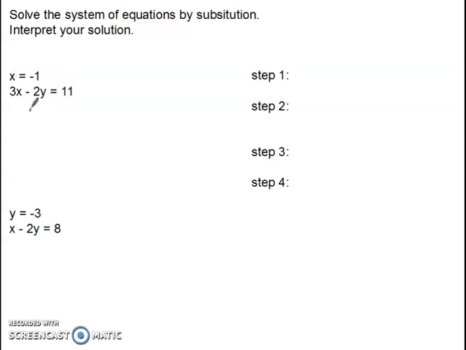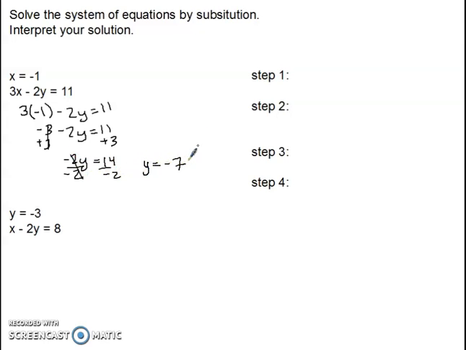Now I know that x is -1 here, so I'm going to go ahead and replace that -1 in for x. So 3 times -1 minus 2y is equal to 11. -3 minus 2y is equal to 11. This is a -3, so I add 3 to get that -2y by itself. So this is -2y is equal to 14. And dividing both sides by -2, I find that y is equal to -7.